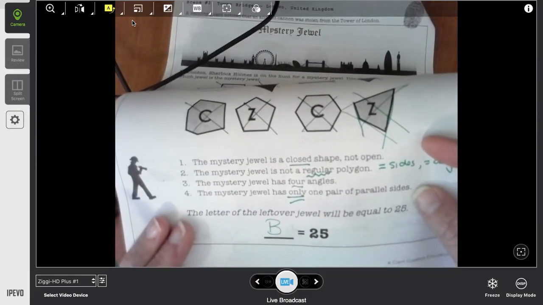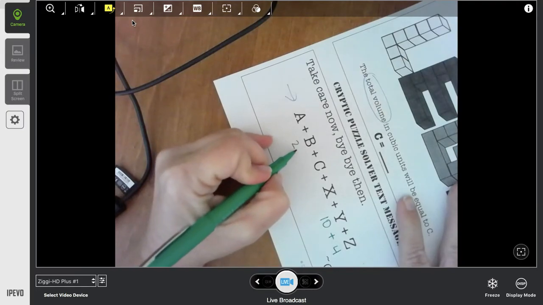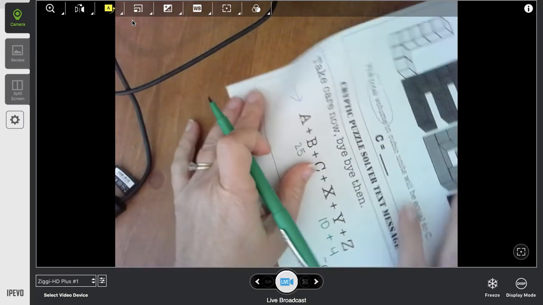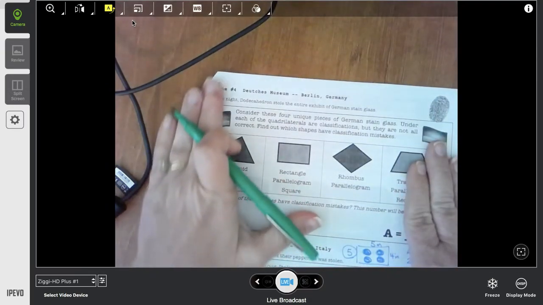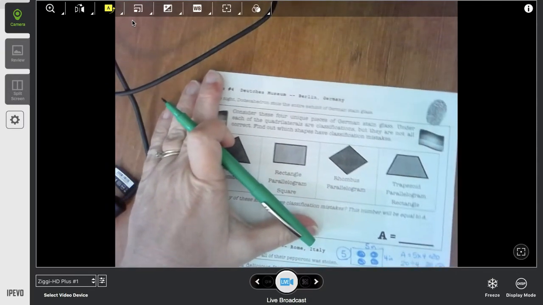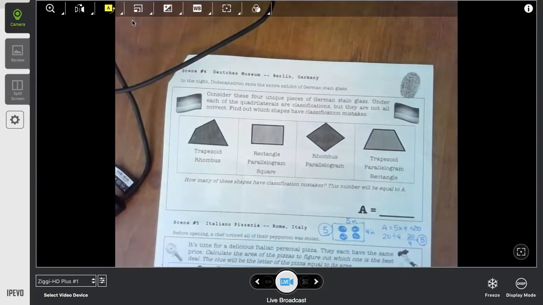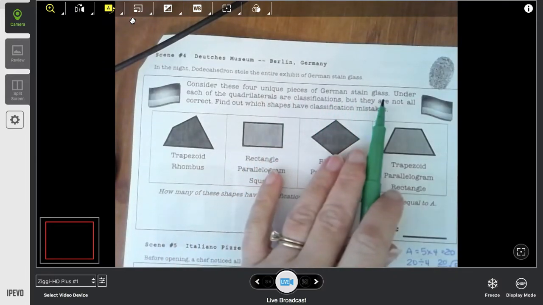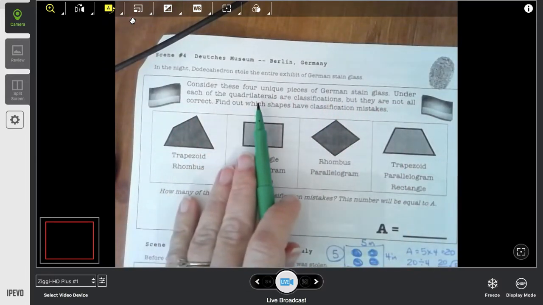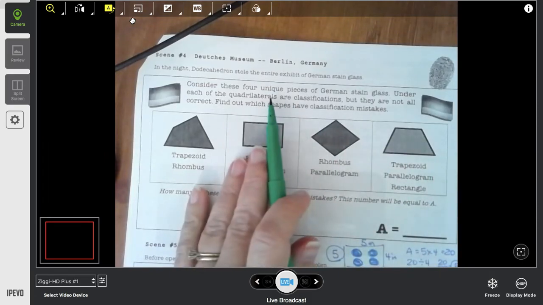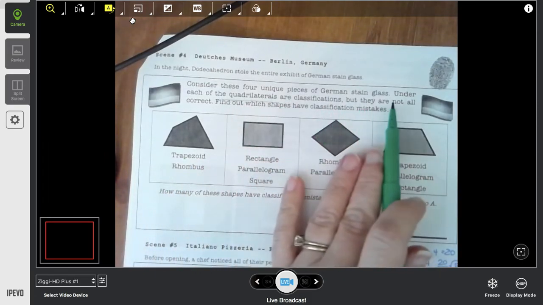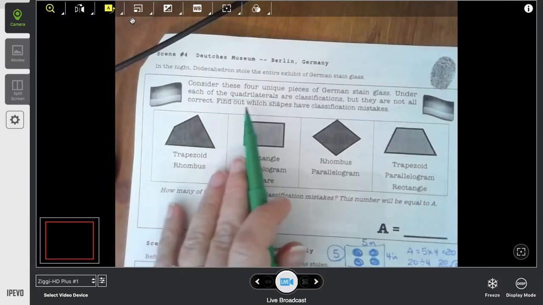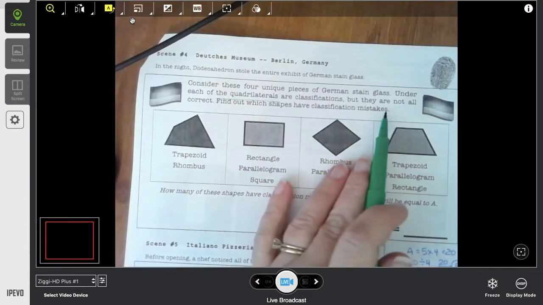Letter B is 25. Let's go back to the end page. And for B, we'll put 25. Next clue. In the nighttime, dodecahedron stole the entire exhibit of the German stained glass. Consider these 4 unique pieces of German stained glass. Under each of the quadrilaterals, they're all quadrilaterals, are classifications, but they are not all correct. Find out which shapes have classification mistakes.